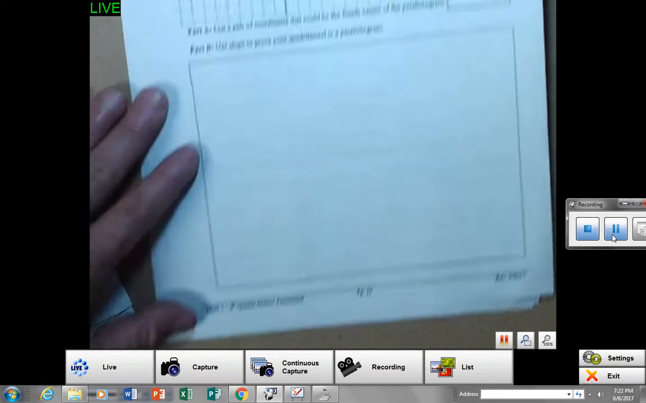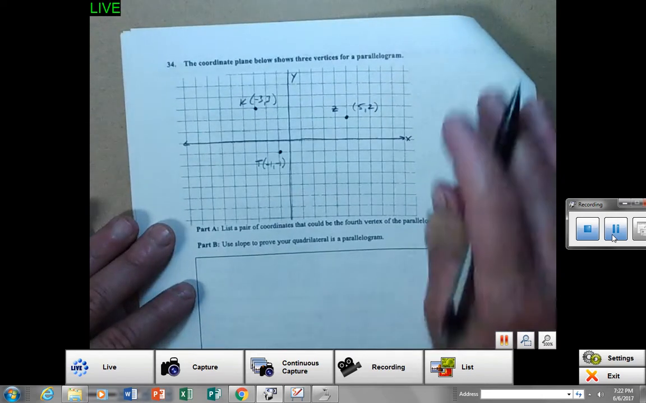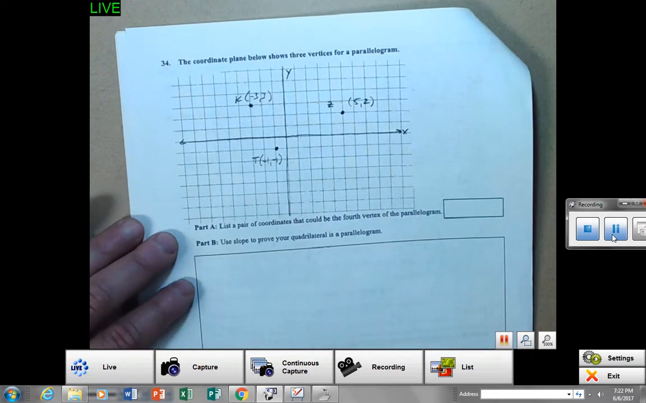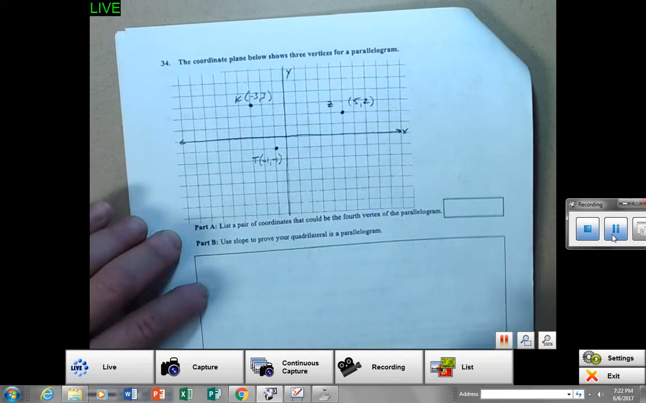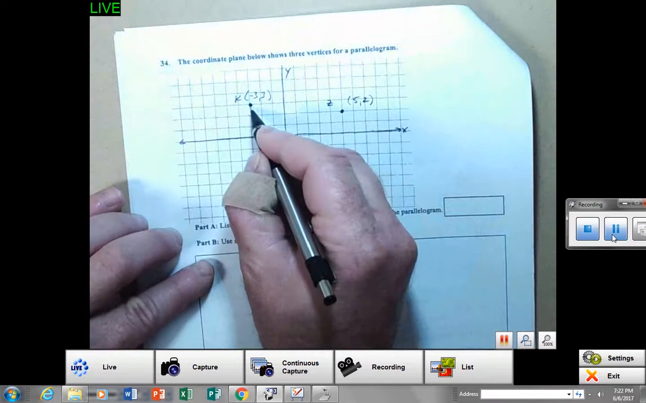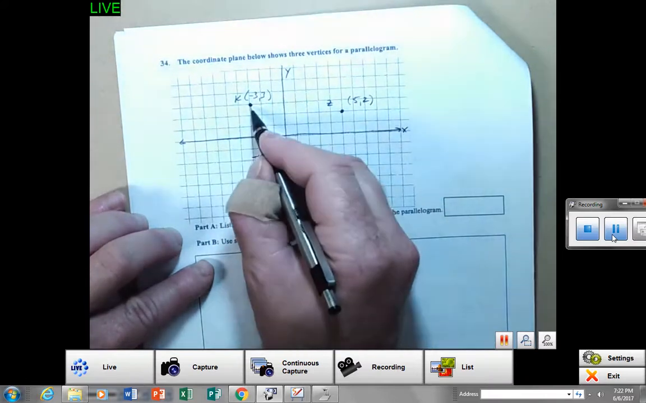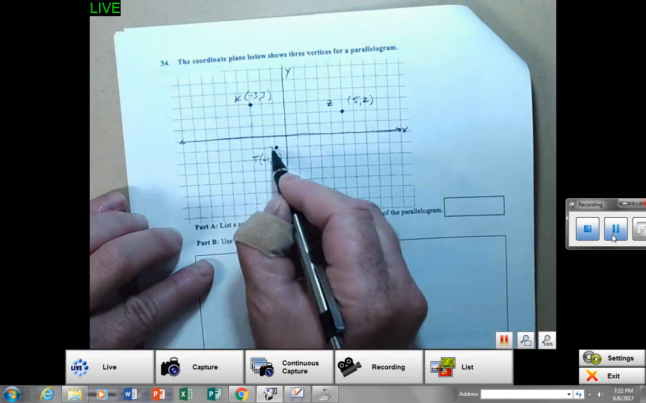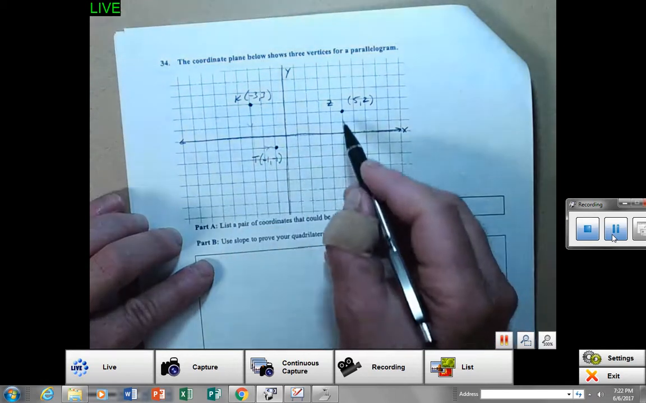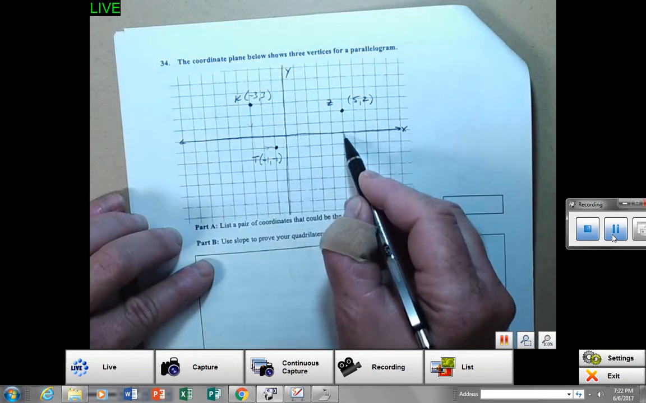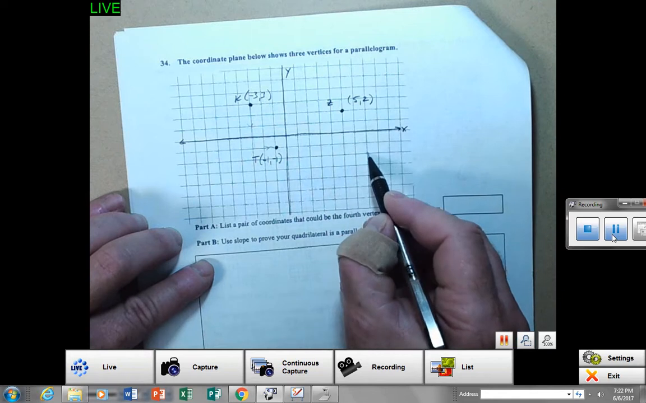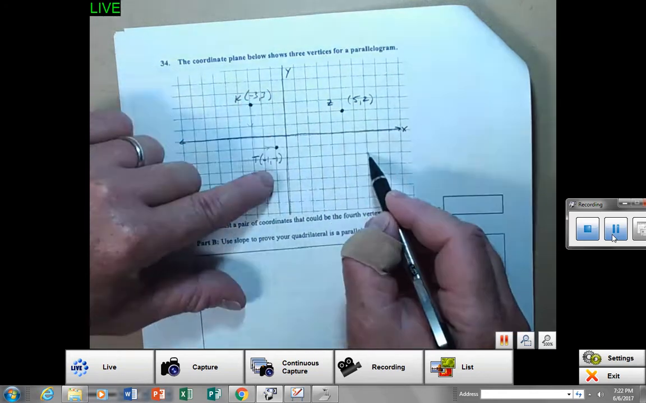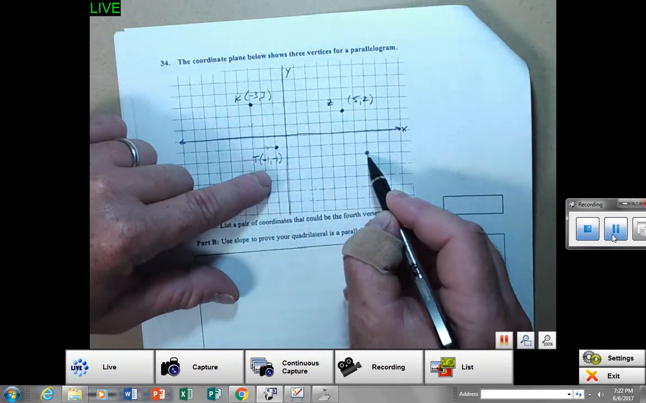Alright, let's finish this last one here. I need to get 2 points that make a parallelogram. So I'm going to follow this pattern to get my other 2 points. To get to here, I'm going down 4 and right 2. So I'm going to go to this point and go down 4, right 2, following that same pattern I did right here. That gives me my next point that would make a parallelogram.